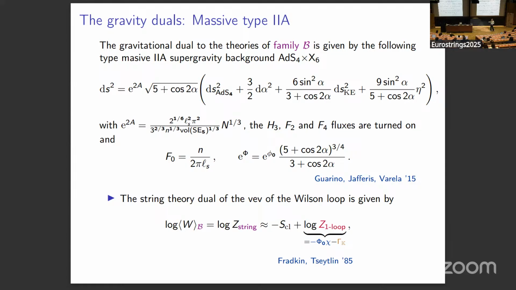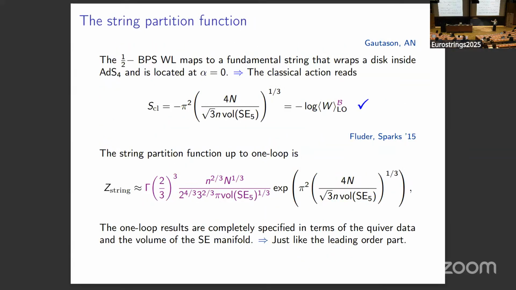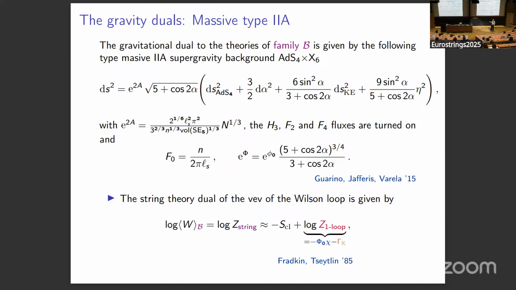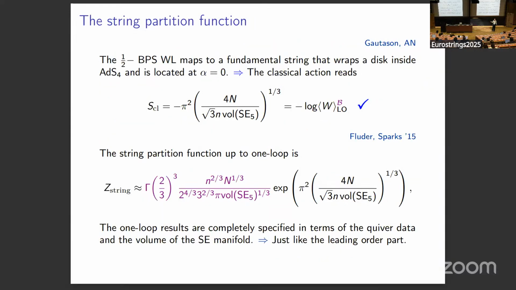But it turns out that for the classical solution for the string that we're looking at, the minimal surface, if you want, sigma 2, that we saw in the picture before, this is located at a point where the dilaton is actually constant. So then the Fradkin-Tseytlin action just reduces to the pullback of the dilaton to the worldsheet times the Euler characteristic of your worldsheet. And then indeed, if you plug everything in, you get the classical solution that was already found by Fluder and Sparks in 2015.